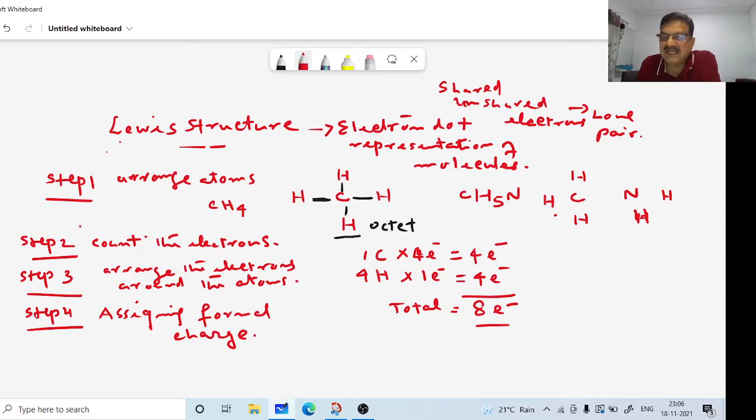Then 8 electrons around carbon and 2 electrons around hydrogen. Therefore, 4 two-electron bonds around the carbon. That is the carbon-hydrogen bond. It is a 2 electron bond. Like that we have 4 two-electron bonds around the carbon. So all the 8 electrons have been used. Therefore, in methane, there is no lone pair of electrons which can be used here.